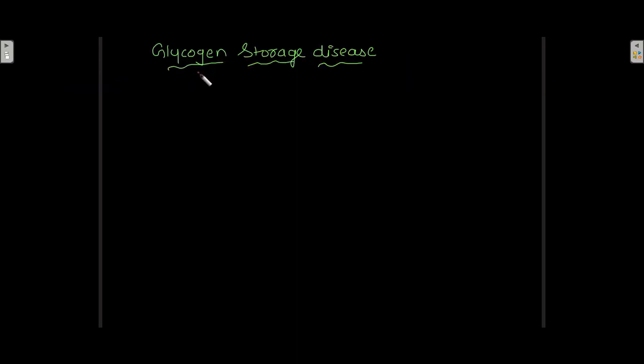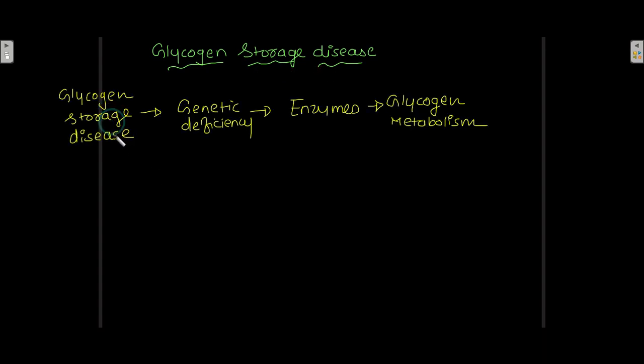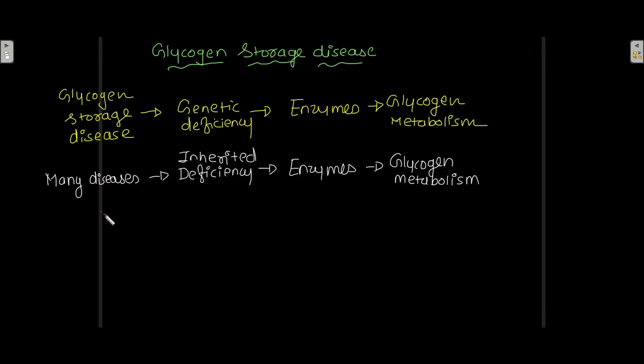Now let's read about glycogen storage disease. This glycogen storage disease occurs because of the genetic deficiency of the enzymes that are involved in glycogen metabolism. There is a genetic deficiency with respect to these enzymes, and that causes glycogen storage disease. There are many diseases which result from inherited deficiency of these enzymes involved in glycogen metabolism.